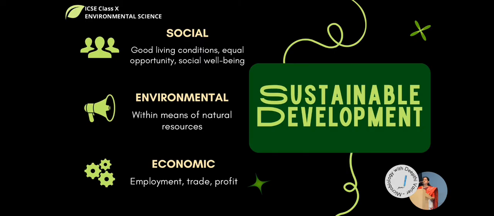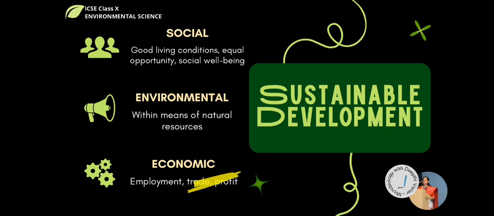The second one is the environmental pillar. Environmental pillar is living within the means of natural resources. So some resources may be more abundant than others in a particular area, but you should give a thought about the natural resource and ensure that you do not damage the environment. And if you live like that, it means you are taking care of the environmental side, or the environmental pillar of sustainable development.